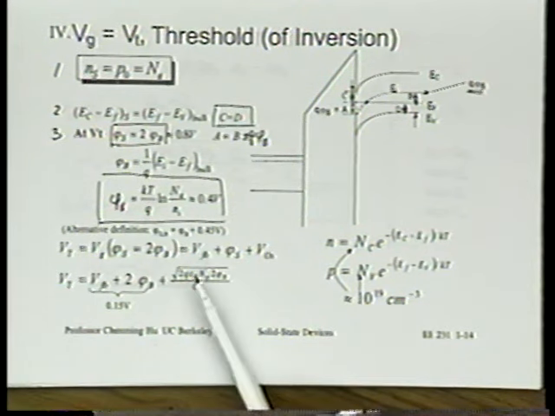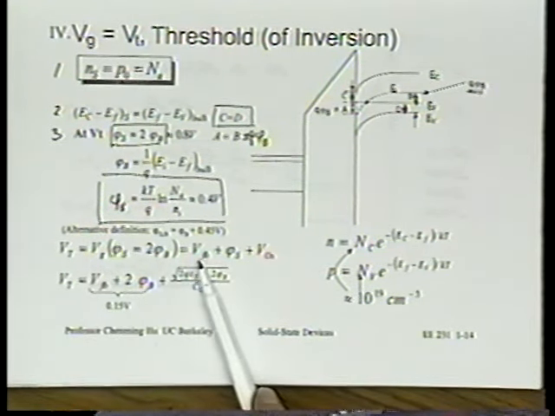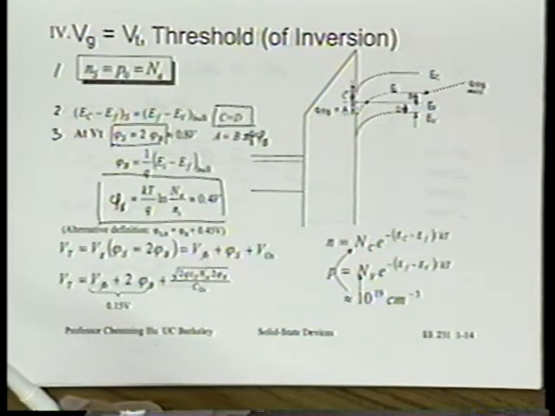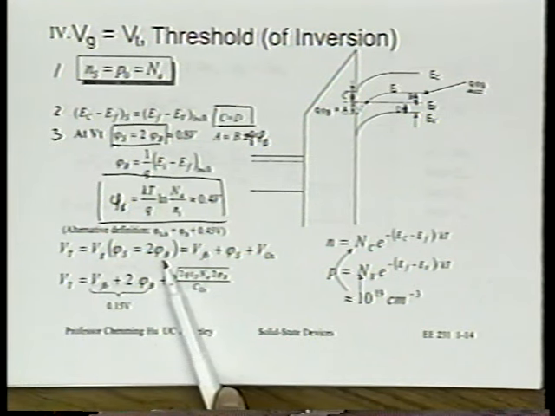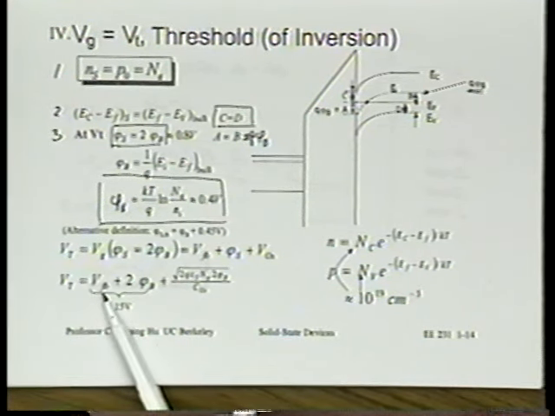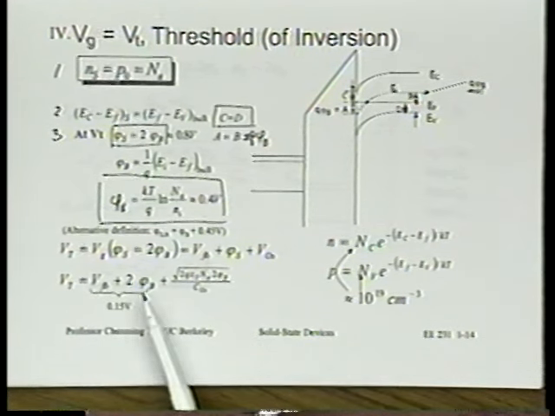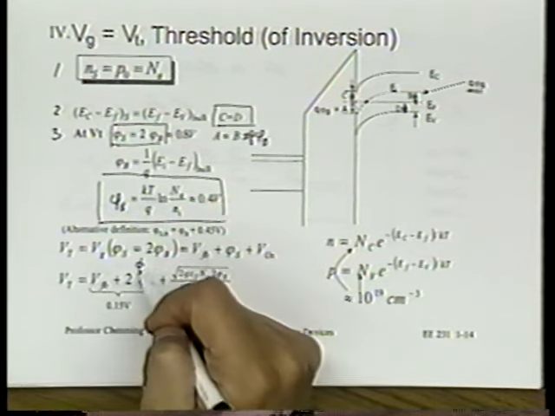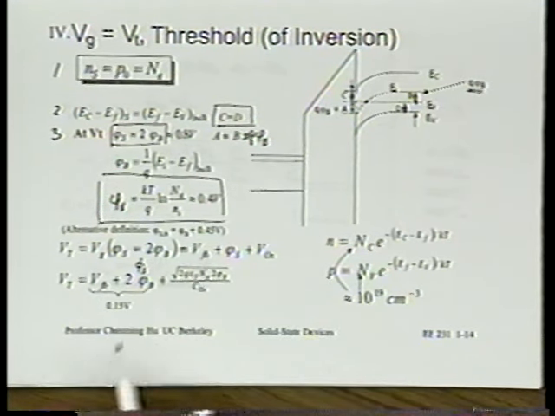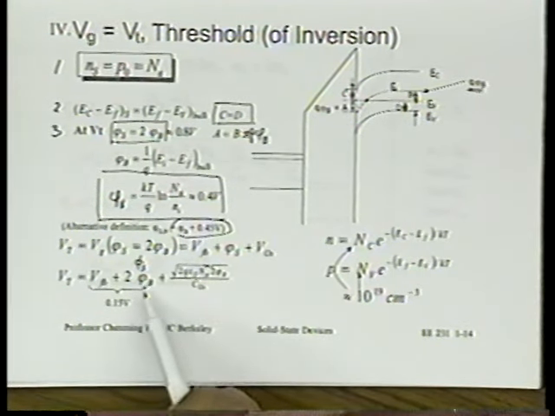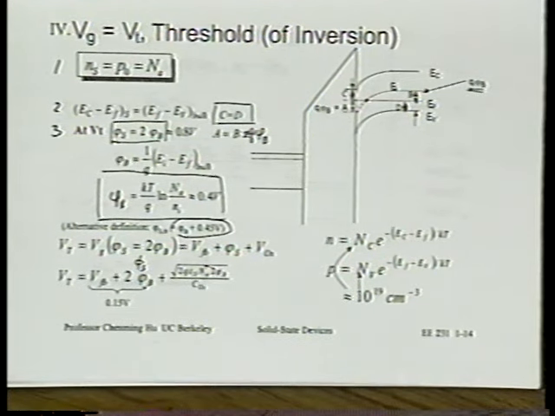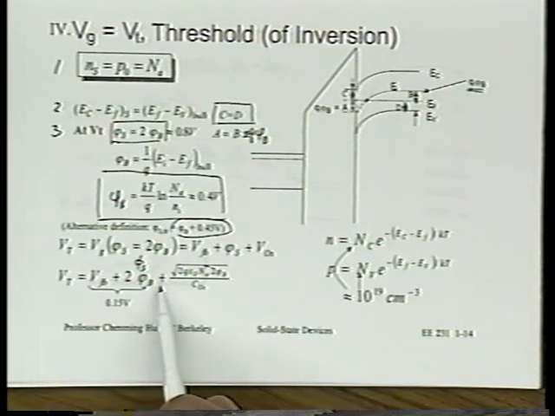We always start with this relationship. Any VG is equal to VFB plus phi S plus VOX, all right? Okay, at threshold, what is phi S equal to? Phi S equal to 2 phi B, didn't we say that? All right, so we say VT equal to VFB plus 2 phi B. That phi S term will be replaced by 2 phi B, right? Unless you like this definition better, of course, then you should put that term in place of 2 phi B, right? Okay, whatever you think is the right surface potential as threshold, plus the VOX at that point.